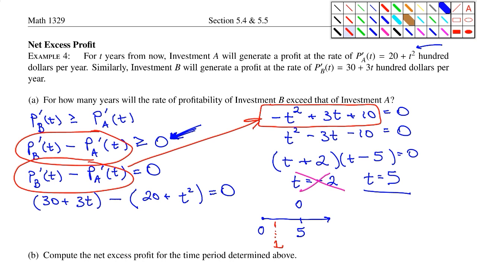So if I plug in 1, I get negative 1 plus 13 is positive 12. So this is positive, and then the multiplicity was 1, so that is negative. Now recall that we were trying to solve for whenever the inequality is greater than or equal to 0, which means positive. So it is, in fact, this interval right here from 0 to 5. So that does say, for how many years will the rate of probability in investment B exceed that of investment A? It's for the first 5 years.